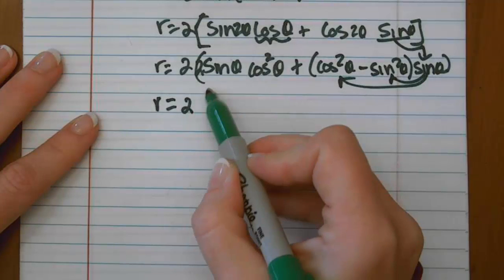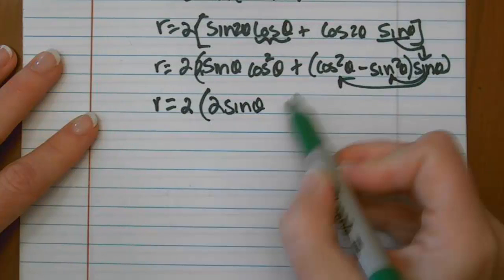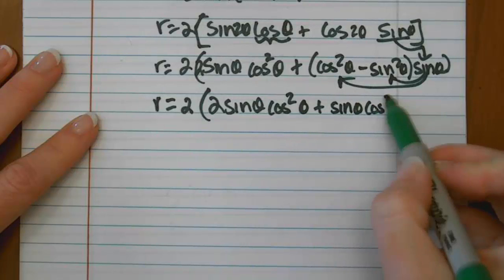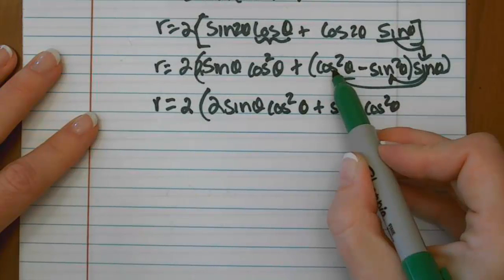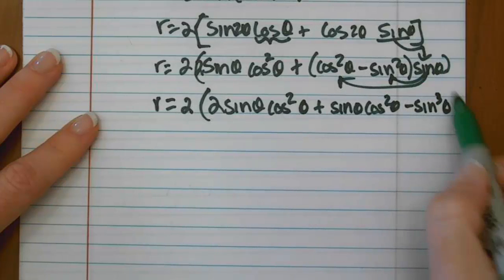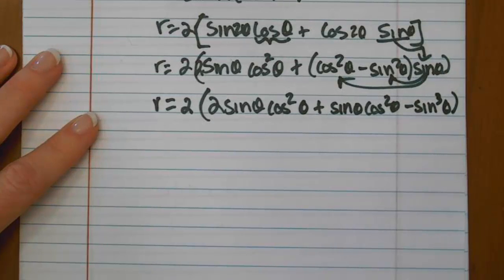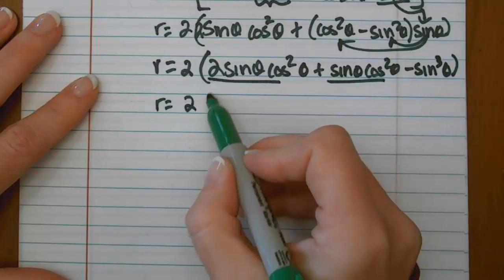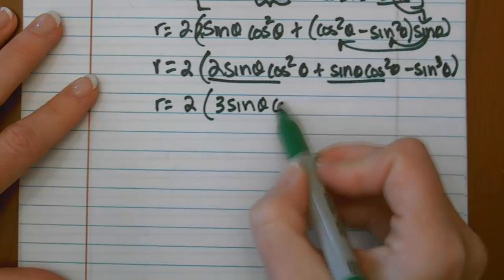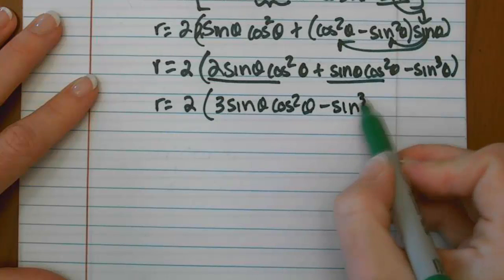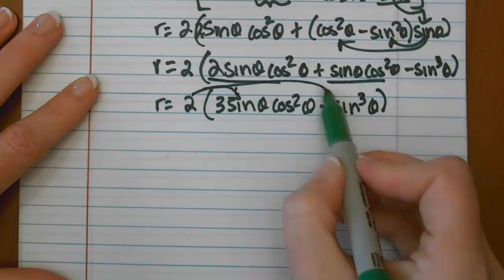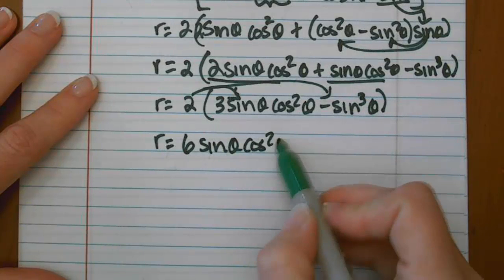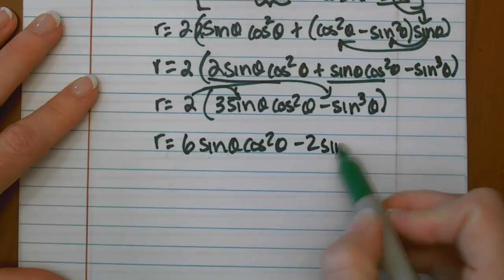So I have 2 times 2 sine theta cosine squared theta plus sine theta cosine squared theta when I take sine theta times cosine squared, minus sine cubed theta when I take sine theta times sine squared theta. These are like terms. So I have r equals 2 times 3 sine theta cosine squared theta minus sine cubed theta. And now I'm going to distribute the 2. So I have r is equal to 6 sine theta cosine squared theta minus 2 sine cubed theta.